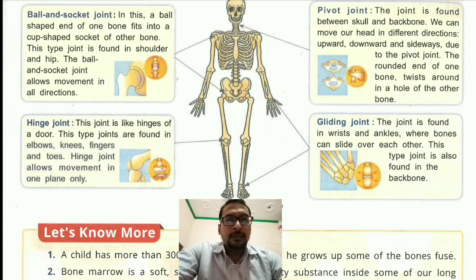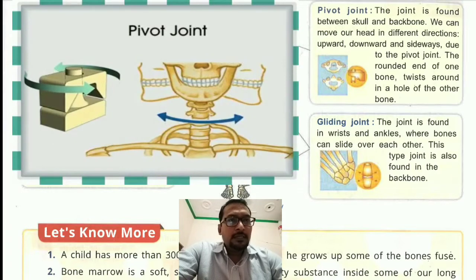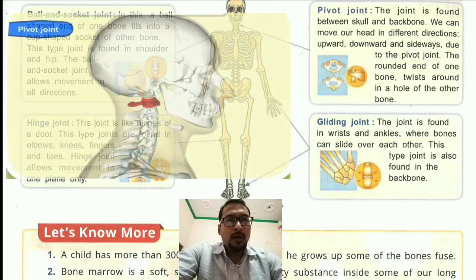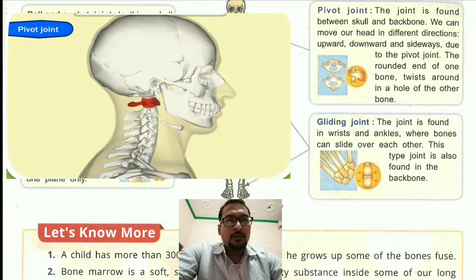Next you have pivot joint. Pivot joint is a joint found between skull and backbone. We can move our head in different directions, upward and downward and sideways, due to pivot joint. The rounded end of one bone twists around in a hole of the other bone.